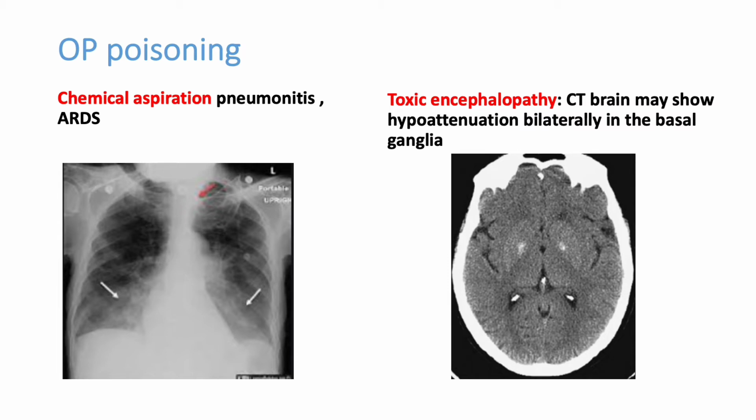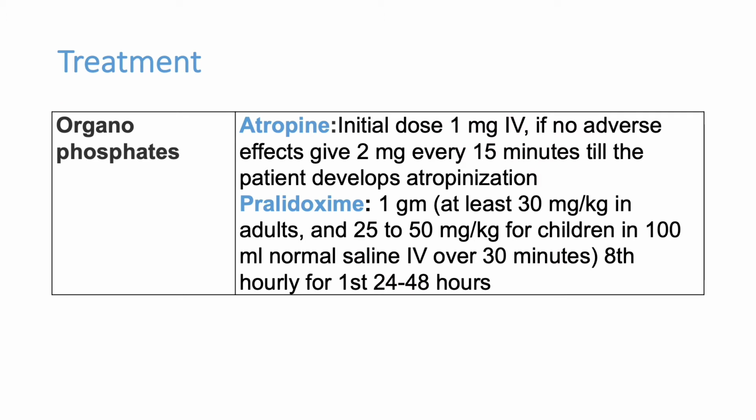Now the CT shows toxic encephalopathy features. There is hypoattenuation on both sides of the brain, especially in the basal ganglia. This patient can be treated with atropine infusion and pralidoxime. These are the standard care of treatment, and supportive therapy like mechanical ventilation may be required in this patient because the patient has gone into ARDS.